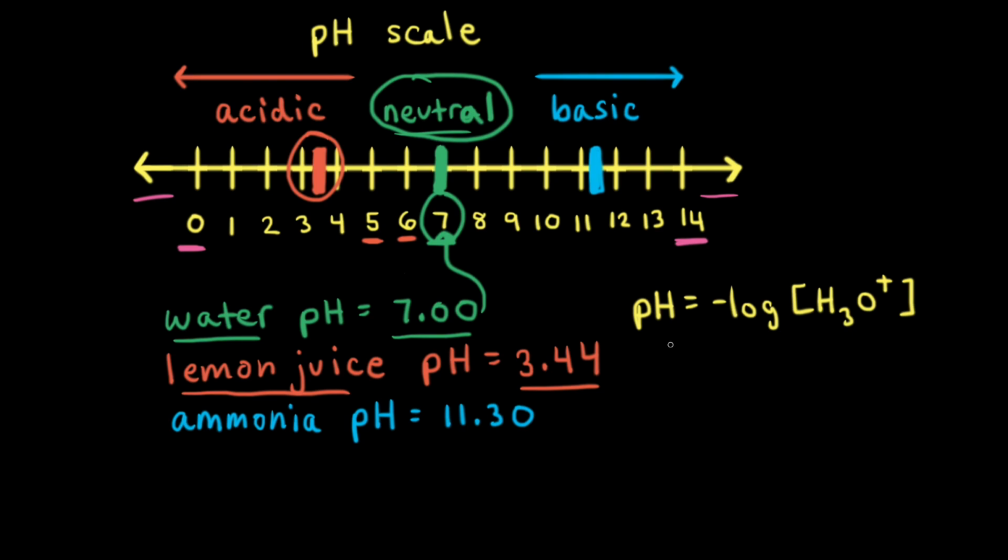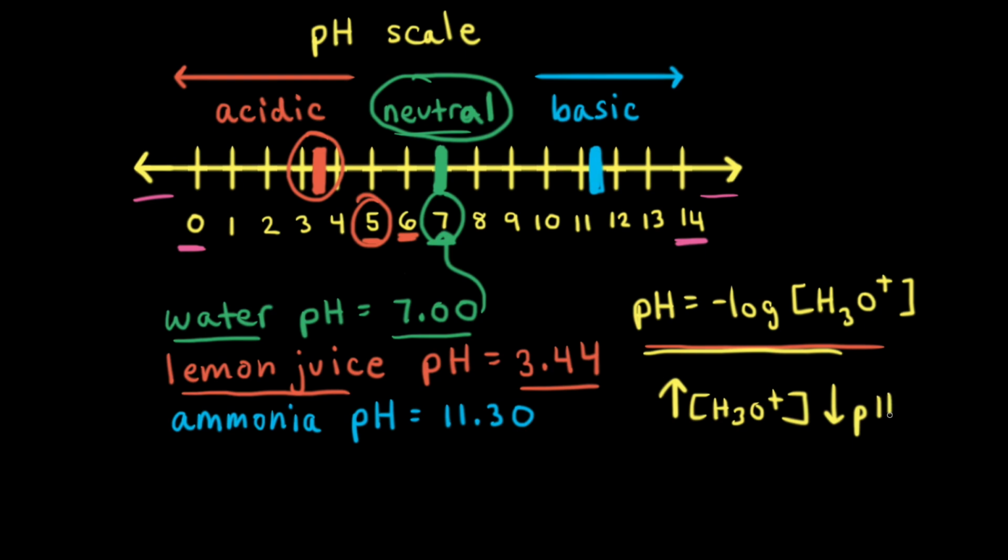And going back to our equation for pH, pH is equal to the negative log of the concentration of hydronium ions. This is log base 10. Therefore, the solution with the pH of 5 is 10 times more acidic than the solution with a pH of 6. And because of the way the equation is written, the higher the concentration of hydronium ions in solution, the lower the value for the pH. And the lower the concentration for the hydronium ions in solution, the higher the value for the pH.